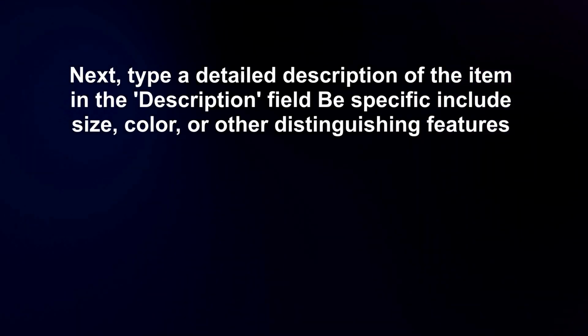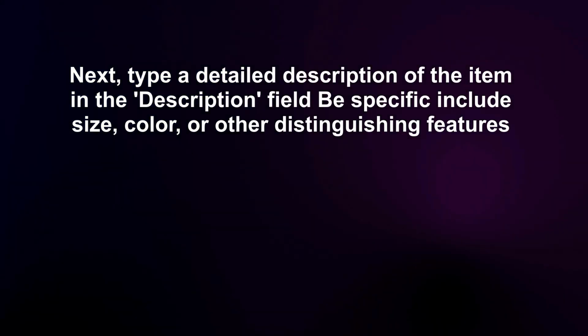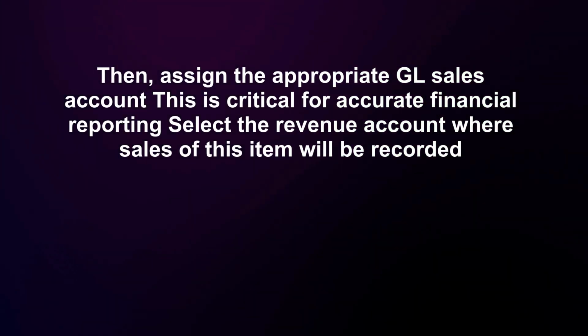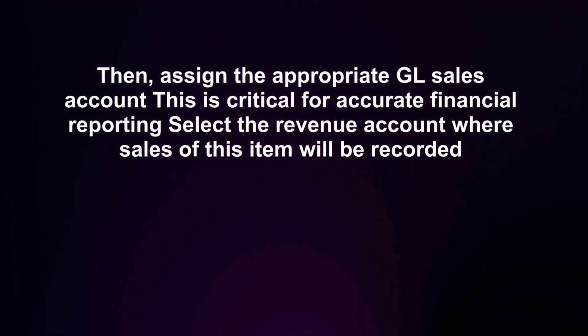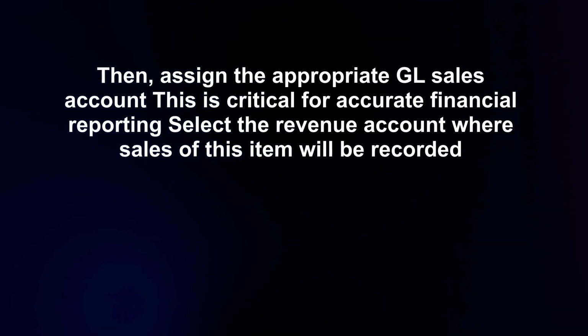Next, type a detailed description of the item in the description field. Be specific, include size, color, or other distinguishing features. Then, assign the appropriate GL sales account. This is critical for accurate financial reporting. Select the revenue account where sales of this item will be recorded.